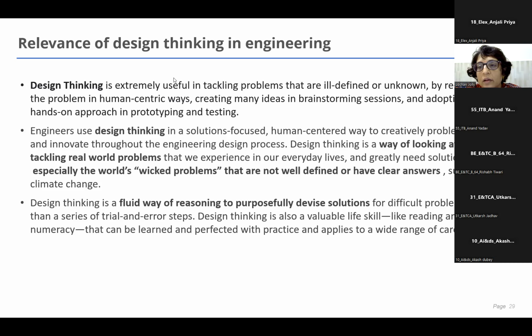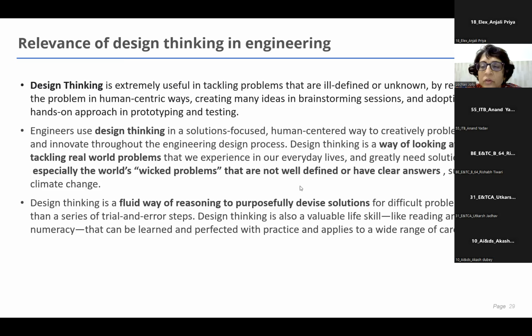Ma'am, it will improve our innovation and creativity. It can also help to ensure that the final product and the service remain human-centered. It can focus on enhancing user experiences.